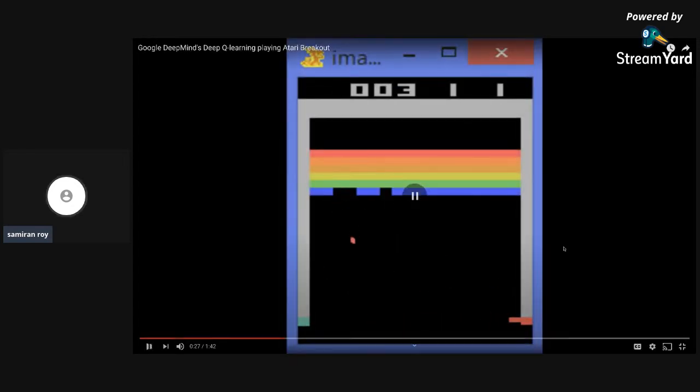So you notice over here, the reinforcement learning agent is trying to move the ball in such a way to hit one of these multicolored bricks. And you will notice that every time it breaks a brick, its score increases by 1. And the goal of the agent is to just hit all the bricks.